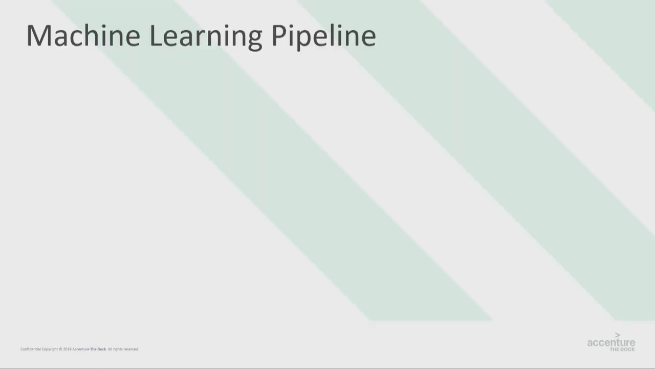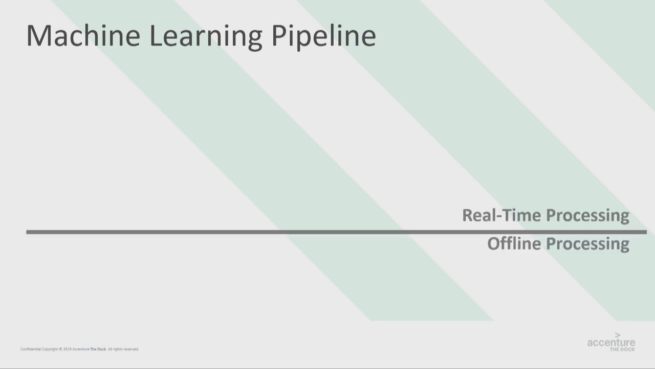So let's go over how we went on to achieve this. This is our machine learning pipeline, which of course is divided into real-time processing and offline processing.